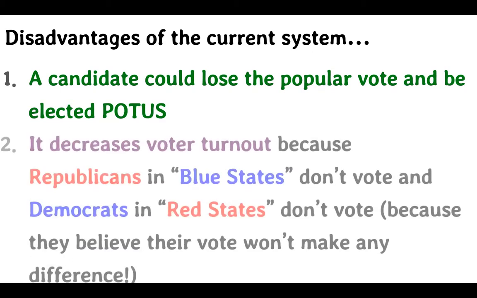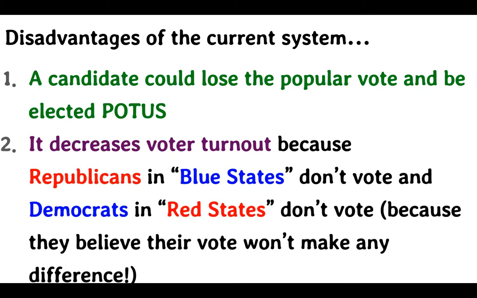Okay. Now, secondly, it decreases voter turnout. Because if you're a Republican in a blue state, like a Republican in Illinois, why would you vote? And if you're a Democrat in a red state, like in Mississippi, why would you vote? Because you're pretty correct. Your vote won't make a difference. The blue states know that they're going to go for that Democratic candidate. And the red states know they're going to go for the Republican candidate. So people just get upset and they're like, well, I'm not even going to vote because my vote doesn't matter, at least in the presidential race.